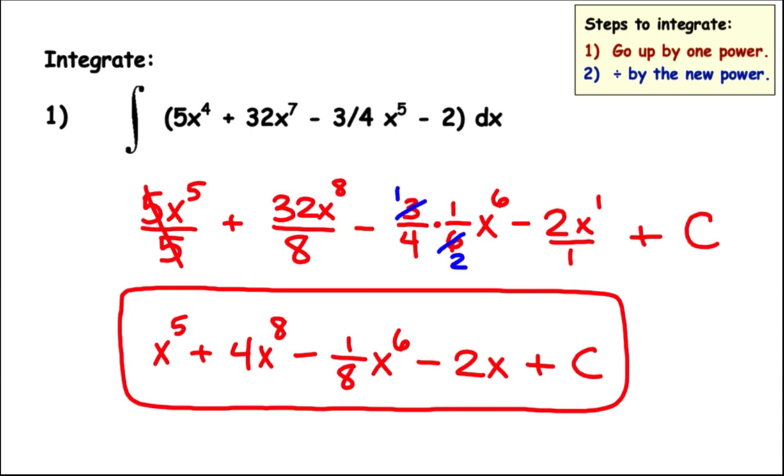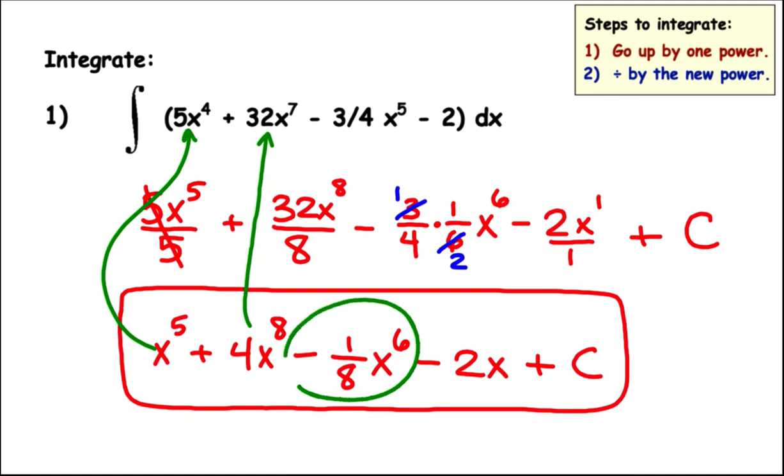Why? Because if you take the answer, you can take the derivative and you should come back to the original problem. Is the derivative of x to the 5th 5x to the 4th? Yeah. 4x to the 8th? Uh-huh. Look at even this harder part. This is minus 6/8 x to the 5th. 6/8, of course, is 3/4. The derivative of negative 2x is minus 2. And the derivative of a constant is 0. Poof. Our answer is correct.